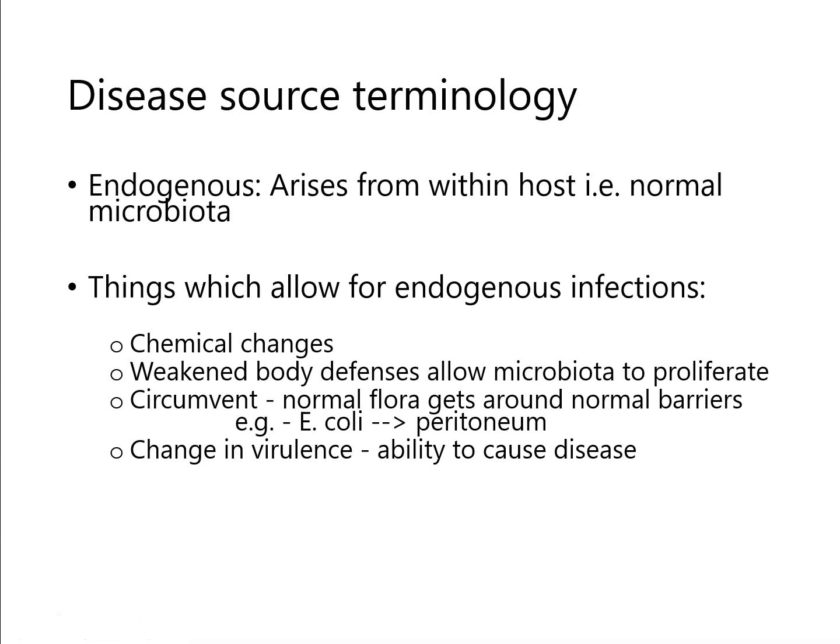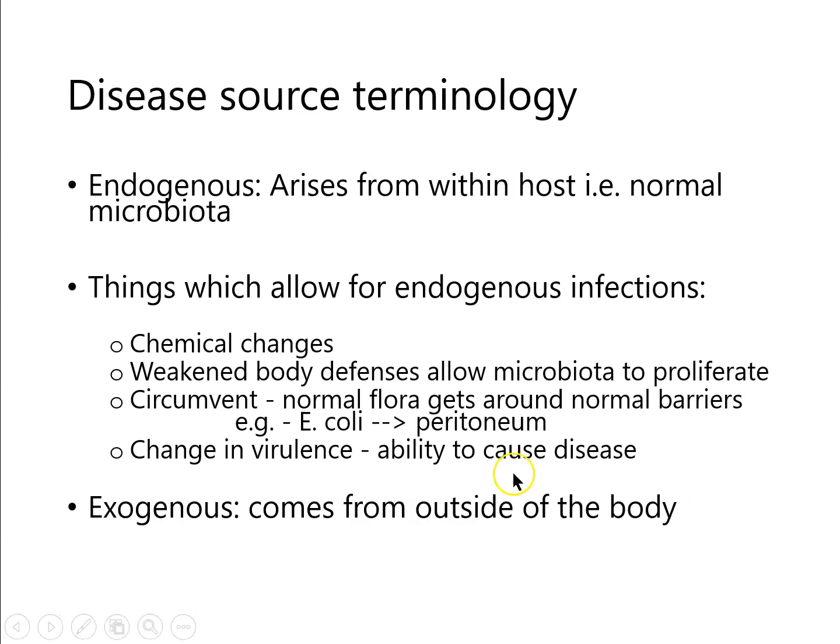We can describe where different diseases come from. Most of the ones we think about come from outside of the body. They're exogenous. But endogenous diseases would come from the normal microbiota, and then some kind of change, some kind of problem that happens that allows them to cause a disease.